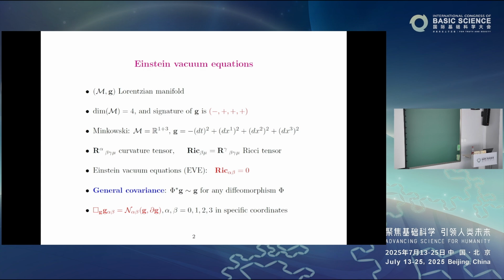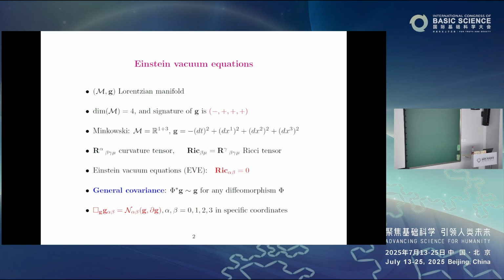So my main object is a Lorentzian manifold, which I will very often call a spacetime. The dimension is 4, so 1 for time and 3 for space. And my metric has a Lorentzian signature, and here my convention is that the signature is minus, plus, plus, plus.